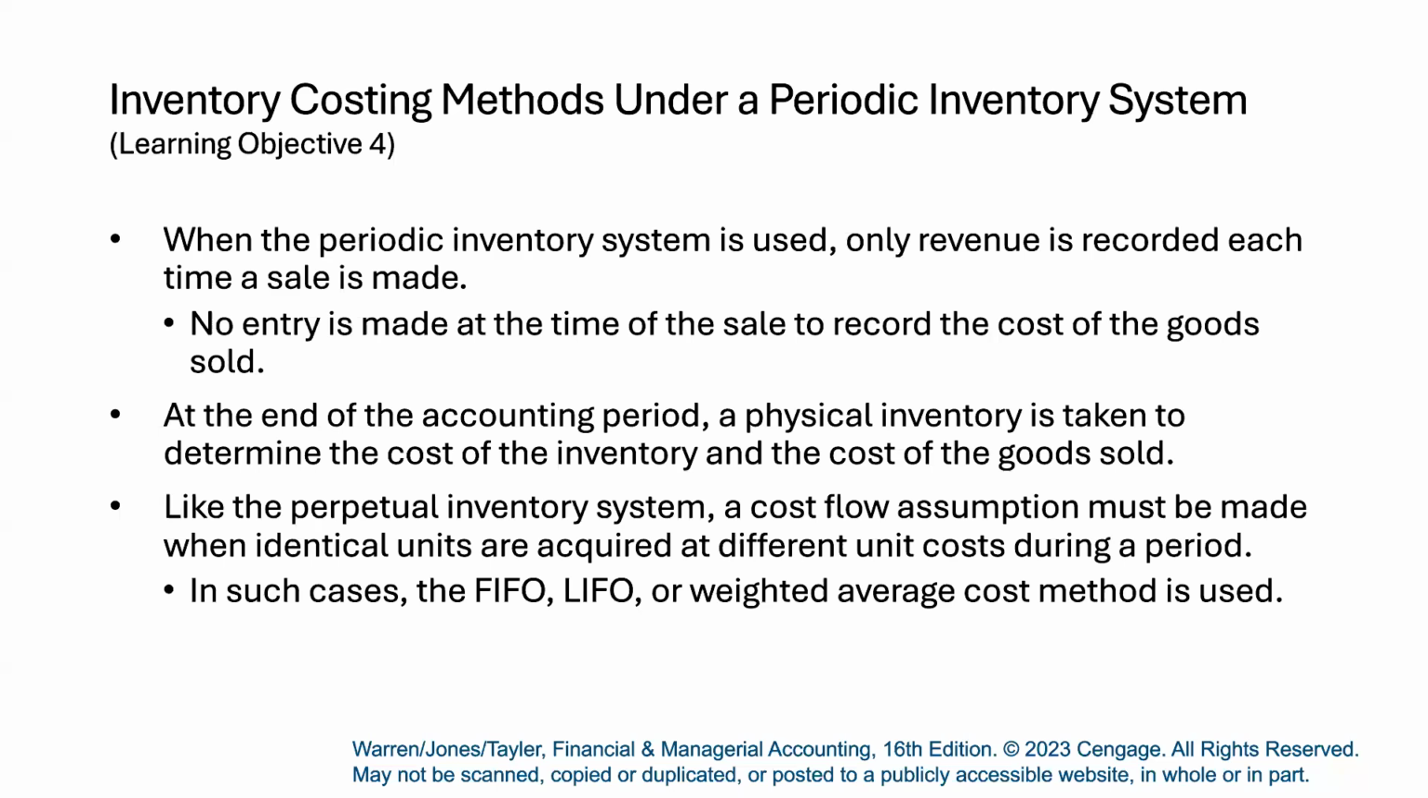So when we use a periodic system, we just record the revenue whenever we make a sale, and we don't worry about the cost of goods sold with each sale. Instead, we're going to calculate the cost of goods sold at the end of the period. That's why it's called periodic. Many businesses do this just once a year, actually, but more often once a quarter. They have an end of year inventory they have to do.